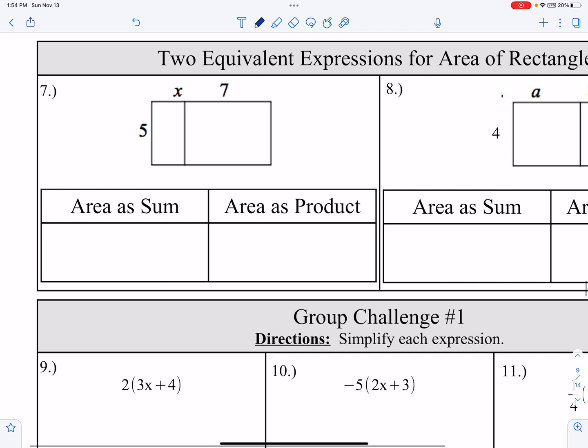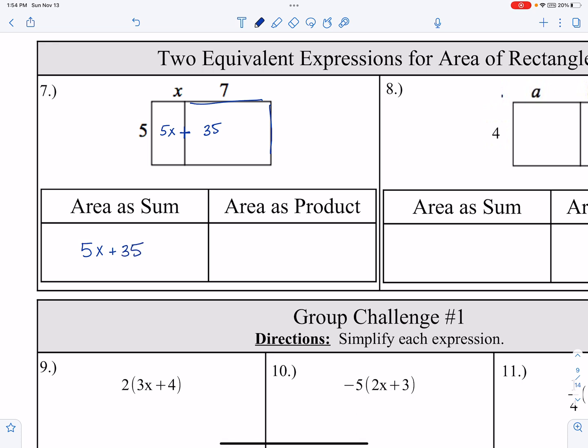Okay, and so when we're looking at number 7 here, what we want to do is start to understand our area as a sum. Okay, and so we have our 5x, because we have our 5 times x, and so we have 5x plus our length times our width. 5 times 7 is 35. So our area is a sum. We can write area equals 5x plus 35.